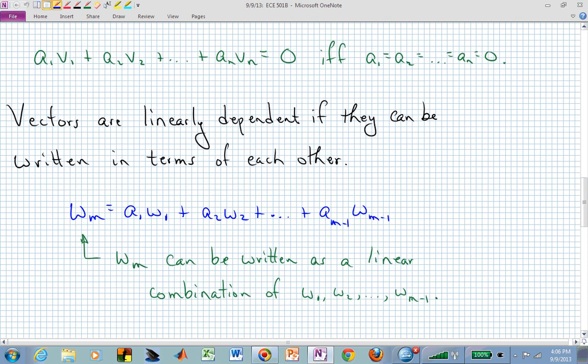In this case, I'm simply saying, maybe I have a set of vectors omega 1, omega 2 through omega w, and that's a linearly dependent set. Then by the appropriate labeling of those vectors, I could write one of those vectors, let's just call it omega sub m, as a linear combination of the other m minus 1 vectors. Then those vectors are linearly dependent.